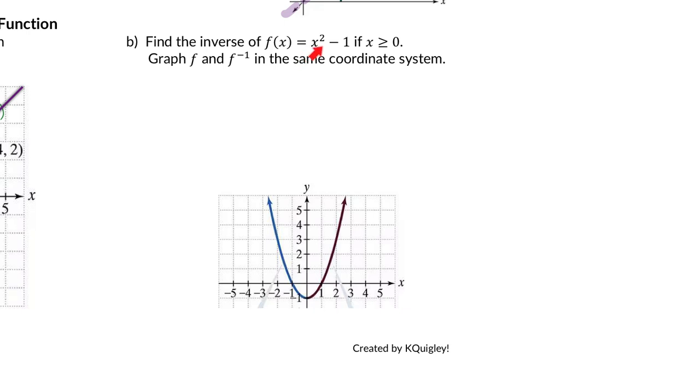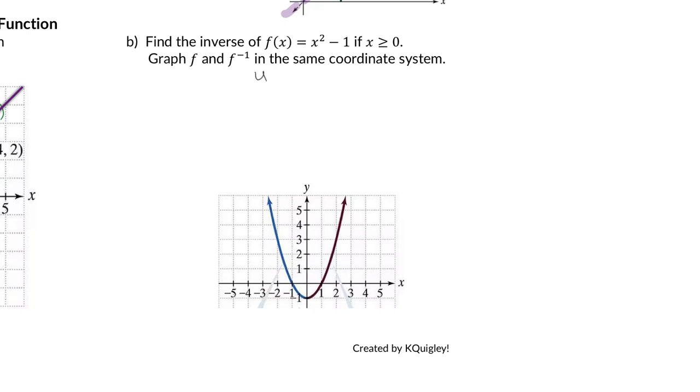I've already graphed the quadratic for you that we're starting with. This is a quadratic with a vertical translation down 1. So here's my quadratic, and it starts at -1 because I pulled it down 1. And we're going to graph the other inverse in the same coordinate plane. So let's first just find the inverse of this function.